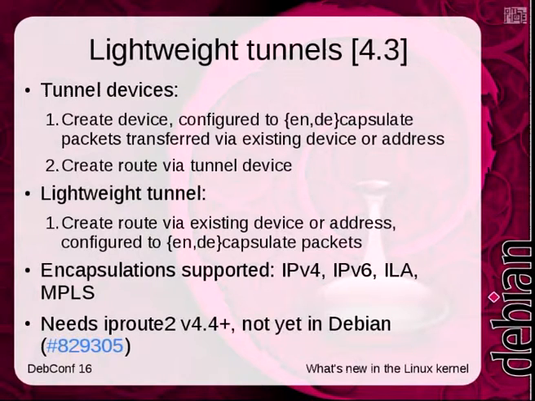There are several different encapsulations that are supported with this. I don't think you can use this for things like VPNs, but then you wouldn't need thousands of VPNs, hopefully. So this needs a newer version of the IP Route 2 utility to configure it. Debian is a bit behind there. I might fix that bug myself, but if anyone else is interested in this, I believe that's in collab-maint, and it's open to anyone to update IP Route 2.